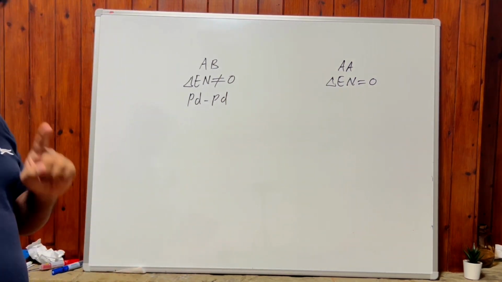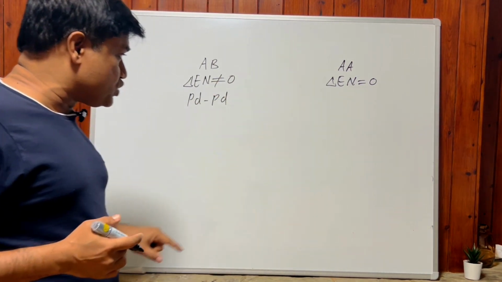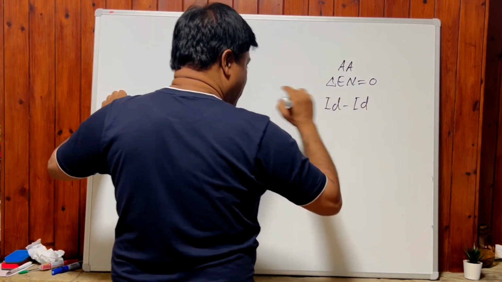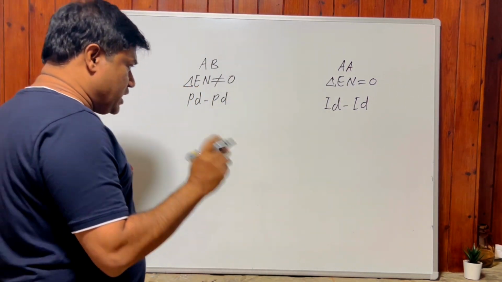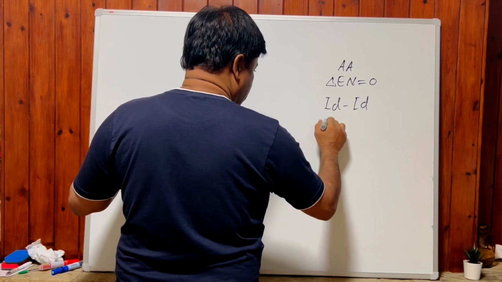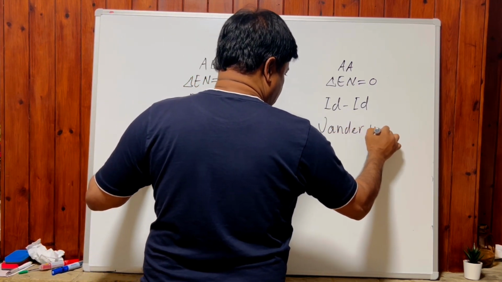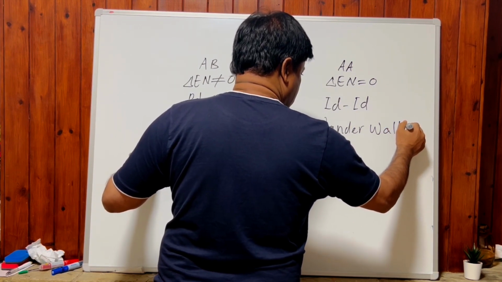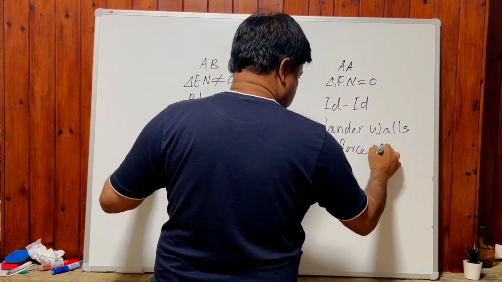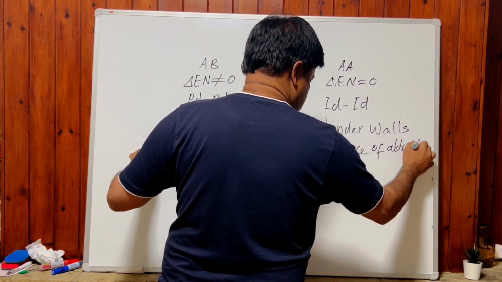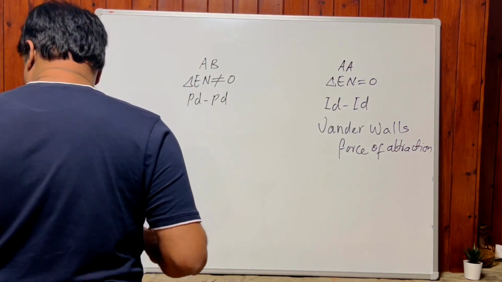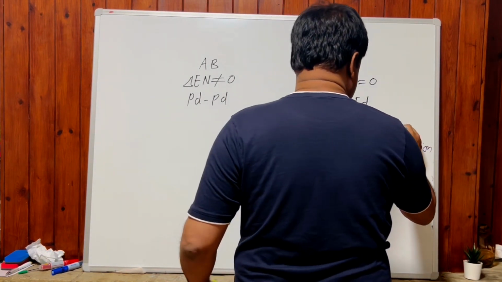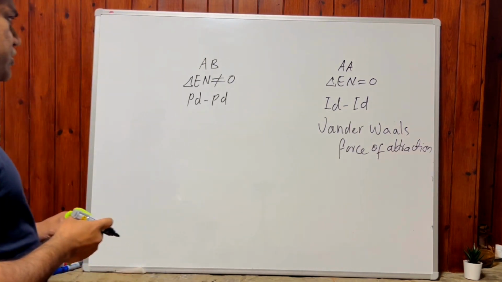which is called induced dipole? I will explain what is meant by the term induced dipole, ID. Another name for induced dipole: van der Waals force of attraction, London forces. Van der Waals force of attraction. Yeah, ID.